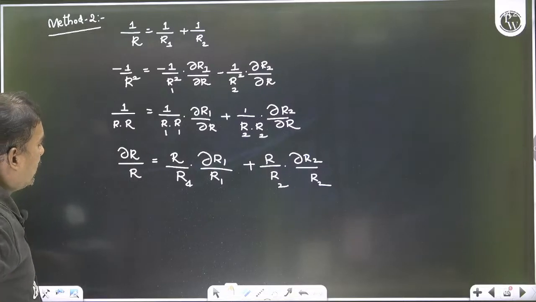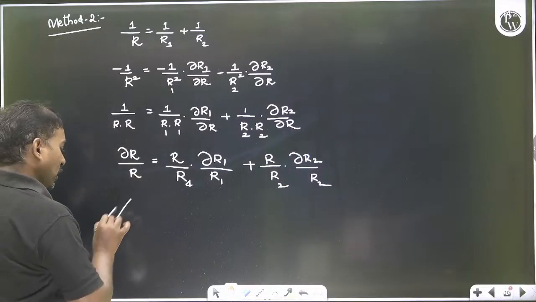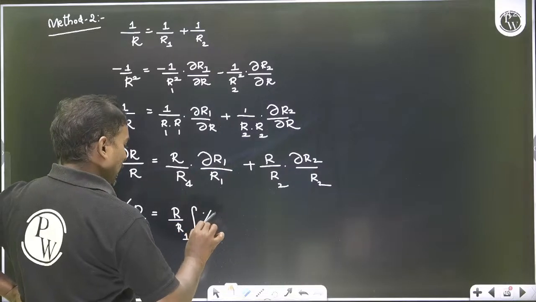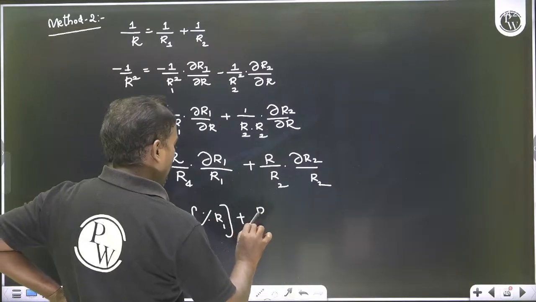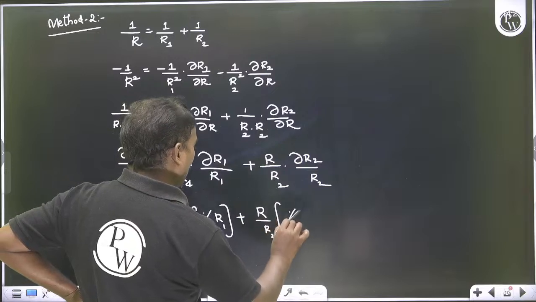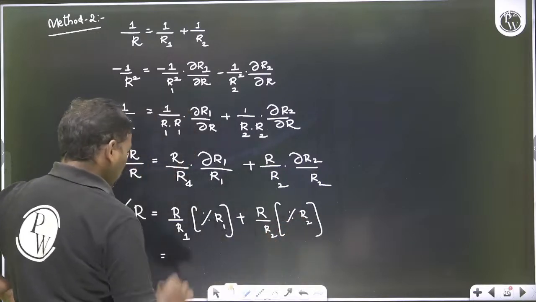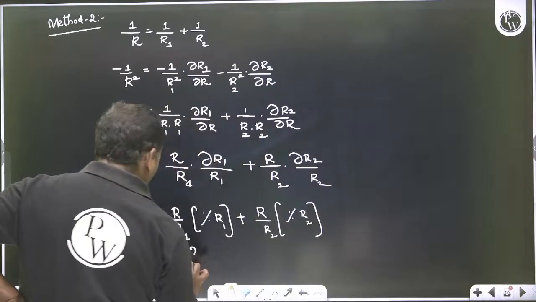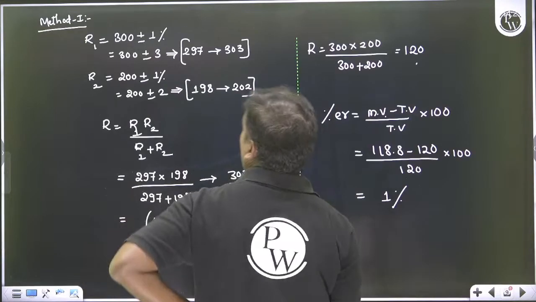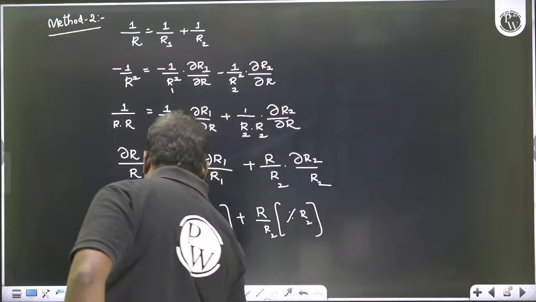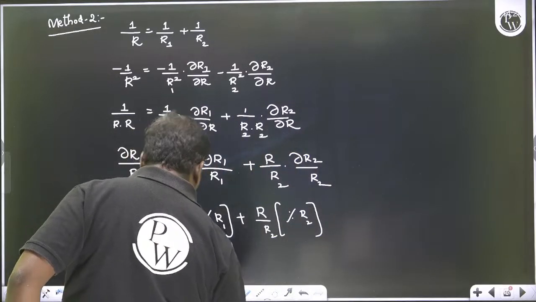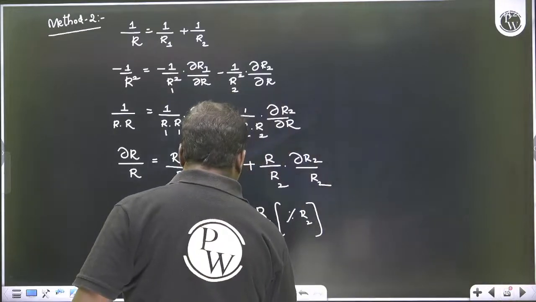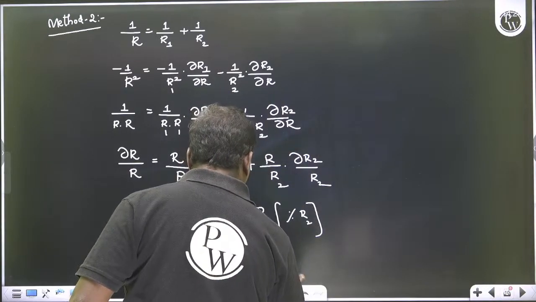Okay, so what is the concept here? If you multiply with 100, percentage in R is equal to R by R1 into percentage in R1 plus R by R2 into percentage in R2. So what is the R? R is this 120, divided by R1. What is the R1? 300. And what is the percentage in this? 1%. Am I right? 1%. And what is this? This is 120, this is 200, and this is also 1%.